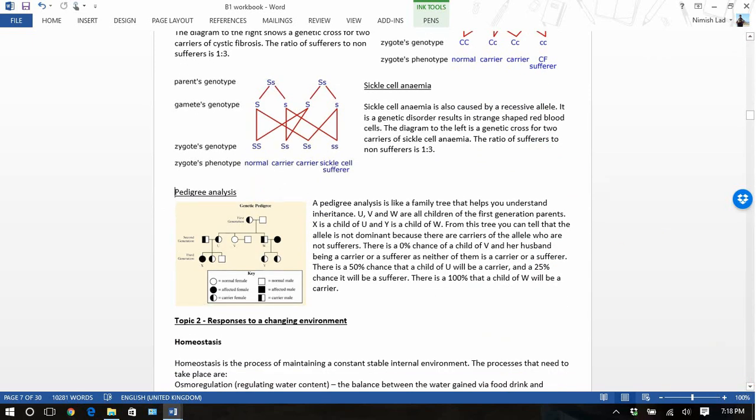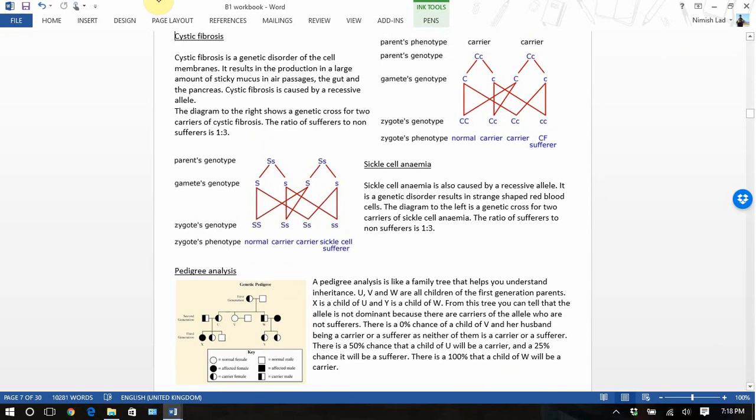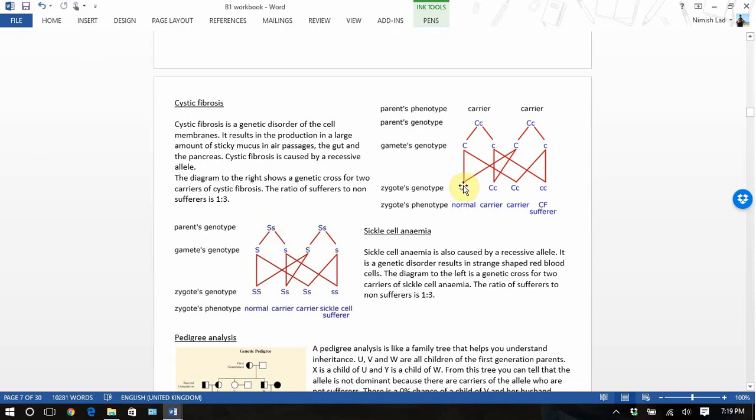So right, let's go with this one. So big C, little c, big C, little c. This one over here is big C, little c, and this one over here is little c, little c. So these are carriers because they have the recessive allele, but this one over here is a sufferer, because both alleles are recessive. He ends up having cystic fibrosis.